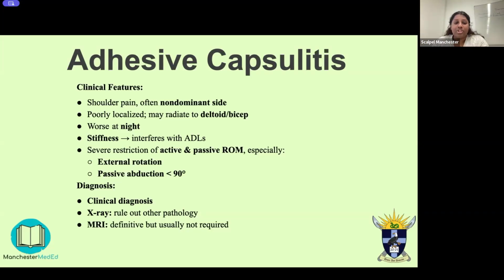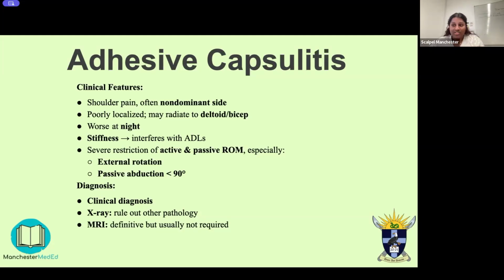And then the way that they basically can't move their hand either in passive or active motion. So especially external rotation, so opening doors, opening cupboards would be hard for them. And then passive abduction, so abduction over 90 degrees will be a problem. They can't raise their hand over their head to put things away.